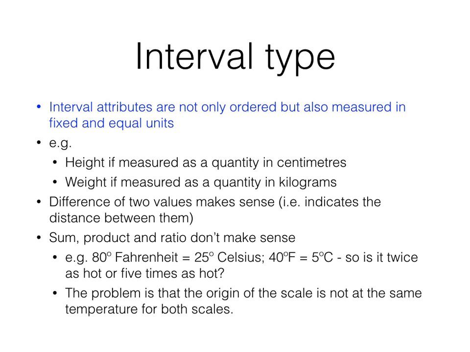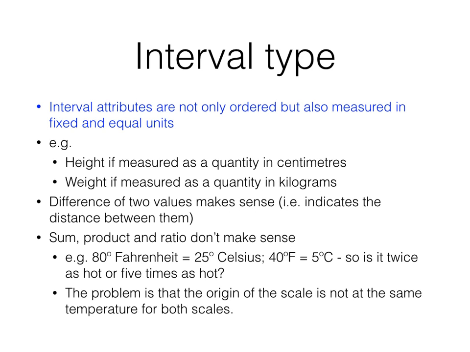Next one is interval. With interval attributes, not only are they ordered, and not only can we check whether they're equal or not equal, but they're also measured in fixed and equal units. Here we can say something like height as measured in centimetres, or weight as measured in kilograms. And here the difference between two values makes sense, so there's a distance between things. But we can't use sum, product or ratio, it doesn't really make sense. Usually the problem with this is because the origin isn't the same. As an example, 80 degrees Fahrenheit is the same as 25 degrees Celsius, or 40 degrees Fahrenheit is the same as 5 degrees Celsius.